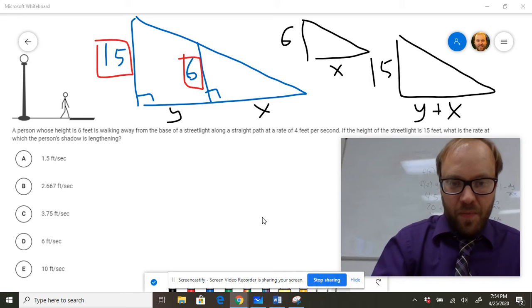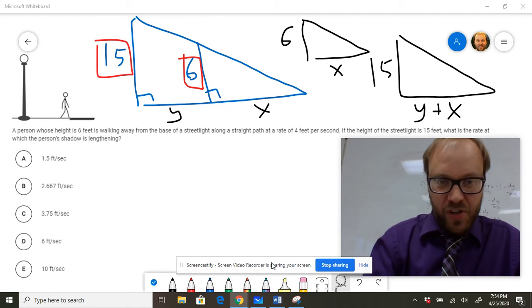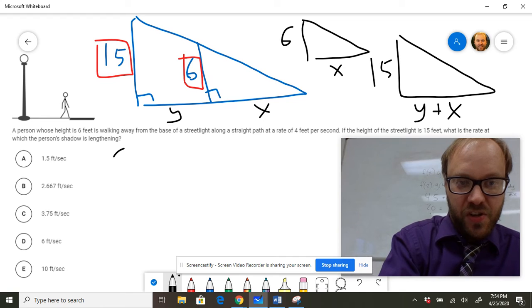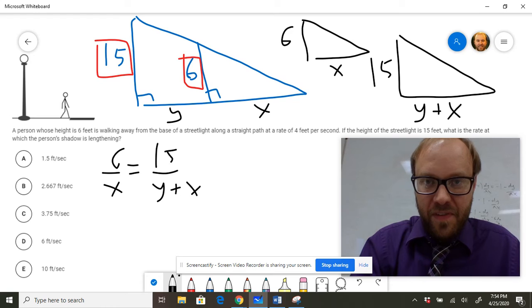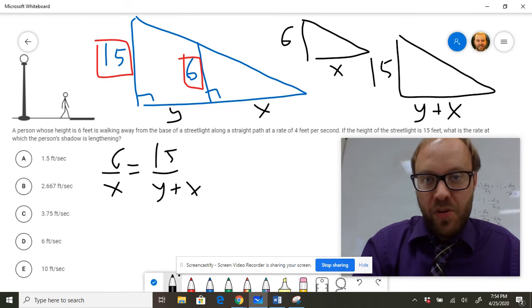I thought I'd set up a proportion, and it doesn't really matter what proportion you set up. You can set up any proportion you want here. I think I'm going to do height over base. So 6 over x is equal to 15 over y plus x. And you don't want to take a derivative of this. Okay, that's a mess. But again, if you think back to geometry, when you have a proportion, you can cross multiply and you can get an actual equation.